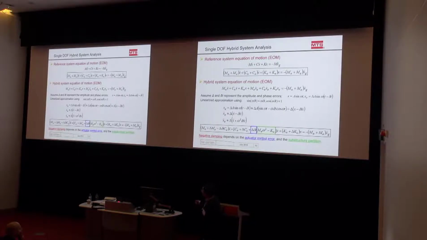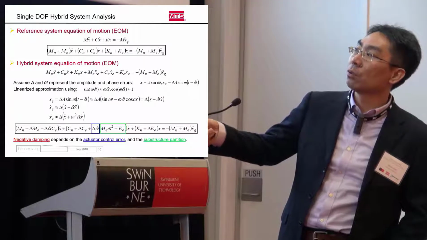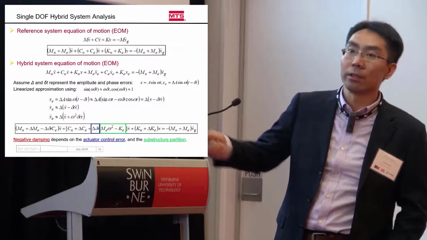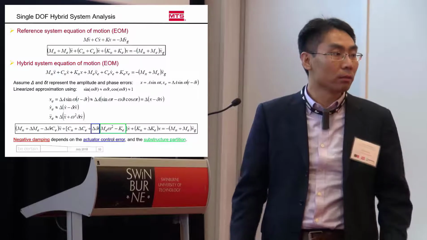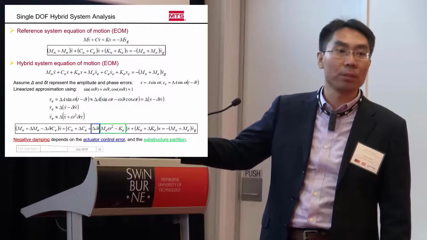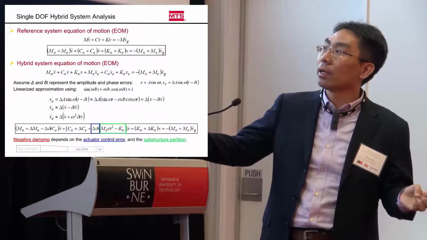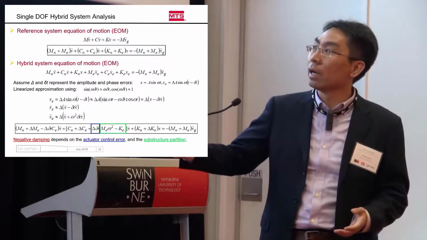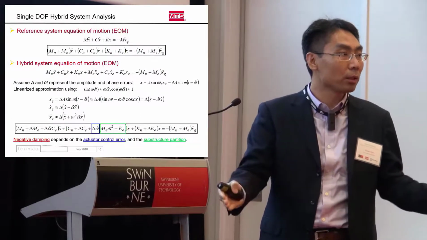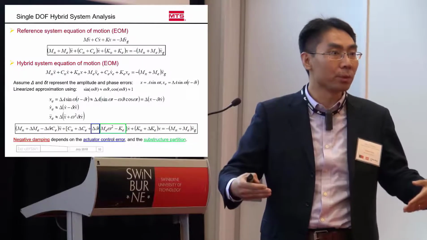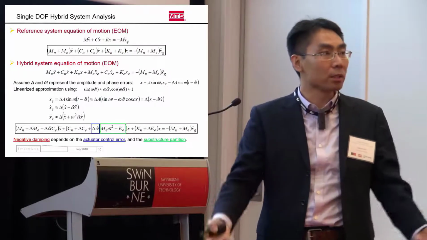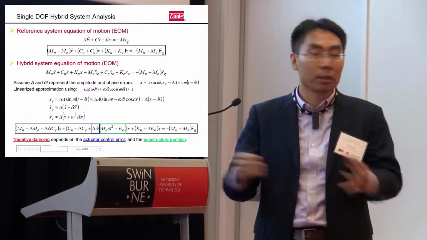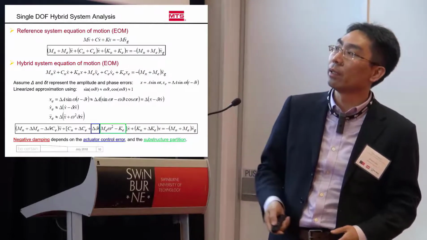But another thing we want to point out is this negative damping actually depends on two different aspects. The blue aspect is the actuator control error. Say that I have a phase error, I have an amplitude error. I can try to do a good compensator to reduce that error. But on the other hand, it also depends on this green part, which depends only on how you divide the substructure. When you are planning a real-time hybrid simulation, how much damping, how much stiffness, how much mass am I going to put in the physical part? That actually just depends on the substructure partition.